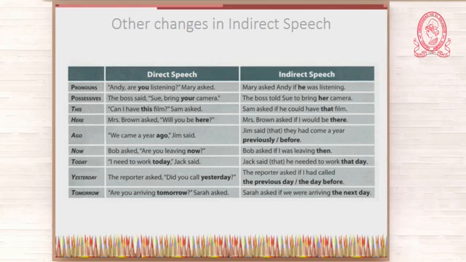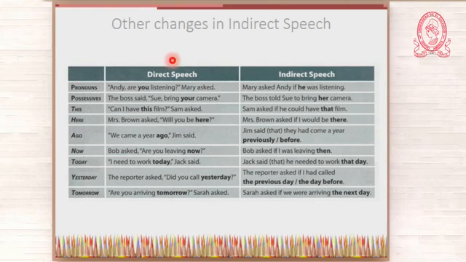Other changes in indirect speech have to do with the pronouns, possessives, this, here, ago, now, today, yesterday, and tomorrow. Remember, this is advanced grammar, and many people make a lot of mistakes using reported speech with verb tenses and also with pronouns. Let us begin with pronouns so you learn how to change them so you don't make those mistakes, okay?